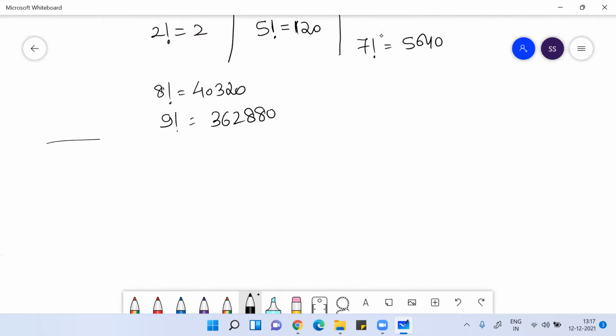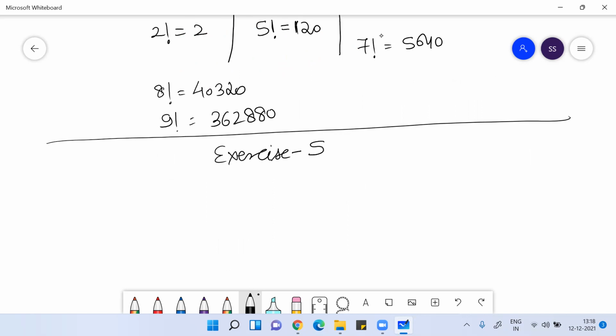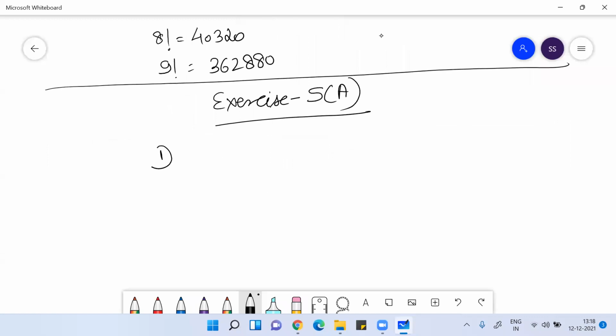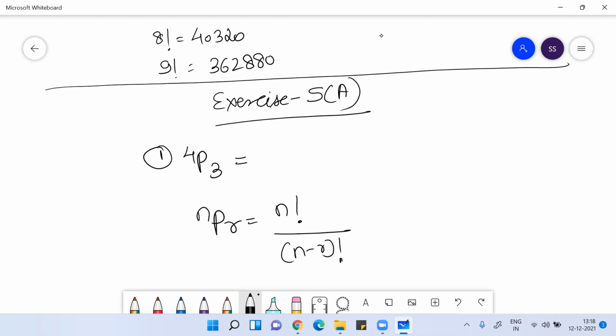Okay, now if you see question number 1 of Exercise 5A, permutation and combination, they have asked you what is the value of 4P3. So what is the value of nPr? That is n factorial by (n minus r) factorial. So the value of 4P3 is 4 factorial by (4 minus 3) factorial.